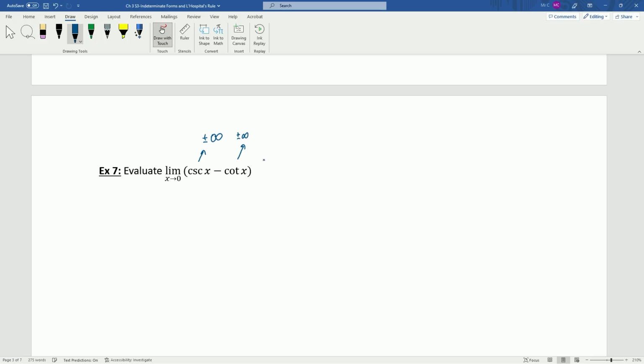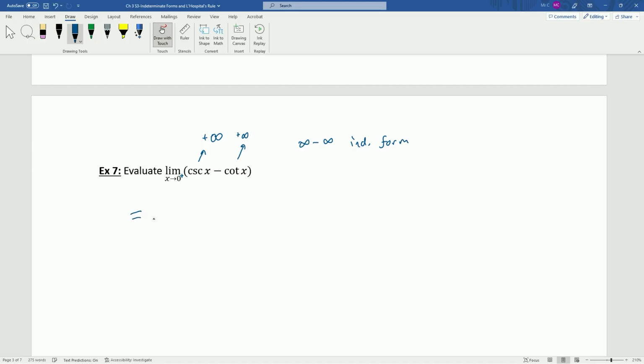Let's go ahead and take x to 0 from the right, just to eliminate the other circumstances. So we'll just assume we're taking the limit from the right, meaning we're in the first quadrant for these trig functions. And when we're in the first quadrant, this looks like infinity minus infinity, an indeterminate form.